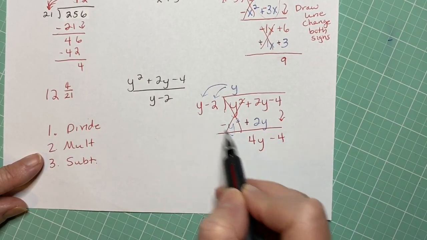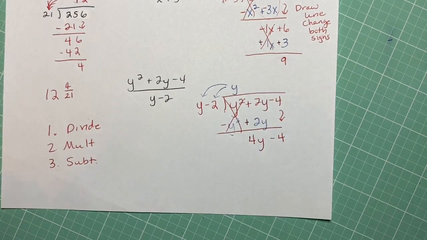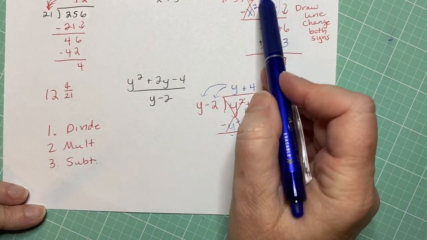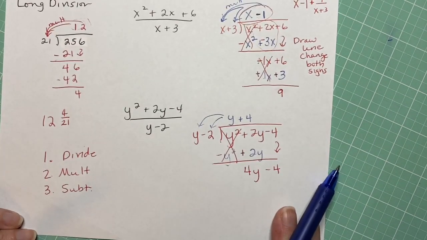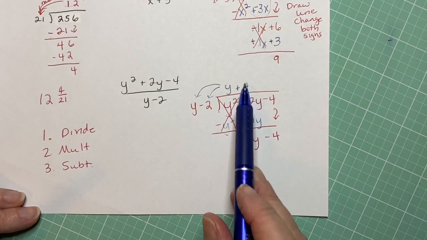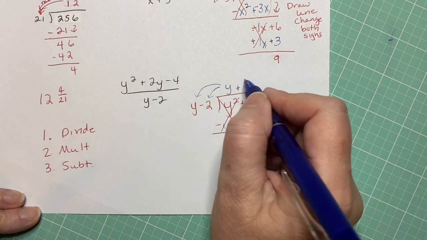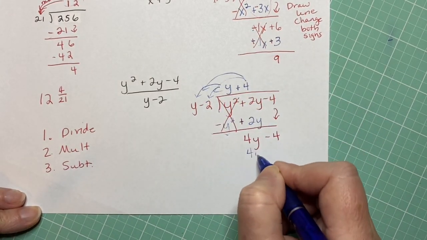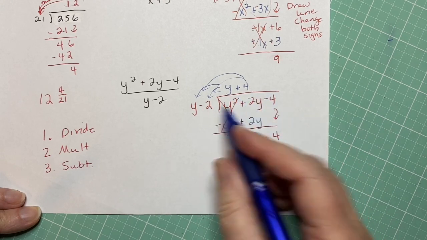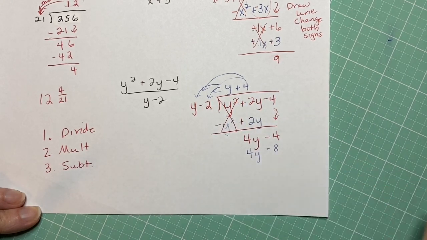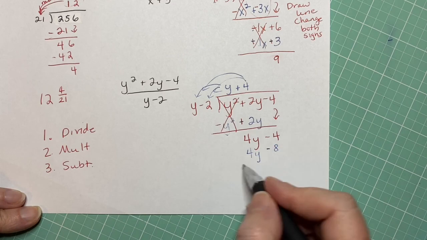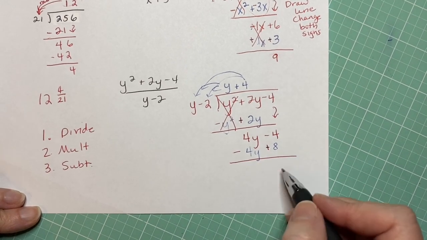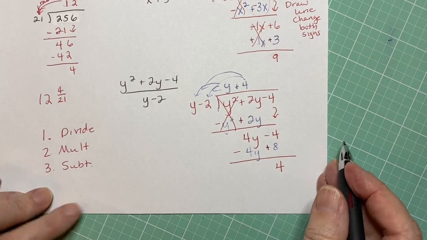4y divided by y. The y's would cancel, leaving you a positive 4. If it was negative, you bring up the negative. If it's positive, you bring up the positive. And then multiply again. 4 times y is 4y. 4 times negative 2 is negative 8. Draw the line, change both signs, and so this one has a remainder of 4.